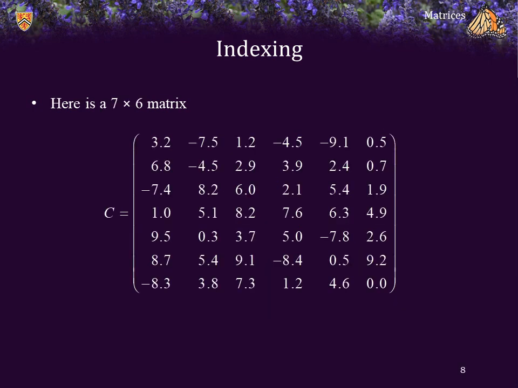For example, here we see a 7 by 6 matrix capital C, or we'll just refer to it now as C. So for example, the entry here, 8.2, is at index 3, 2, being in the third row, second column.